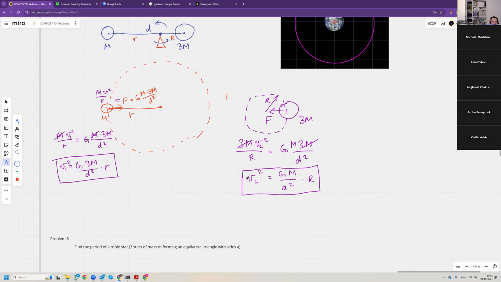Okay. That's for the speeds. We need the time period. So the time period for the first planet is the distance traveled divided by the speed. So it's going to be 2 pi r small divided by v1. Let's substitute that. So the time period is 2 pi multiplied by r small divided by v1, and v1 is going to be the square root of 3Gm over d squared multiplied by r.